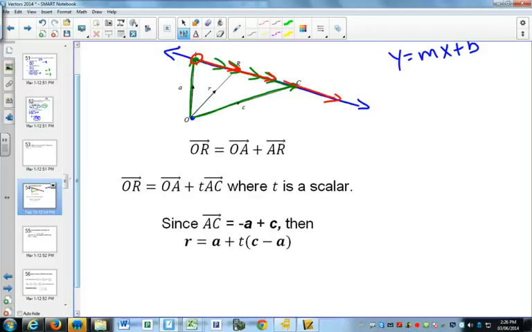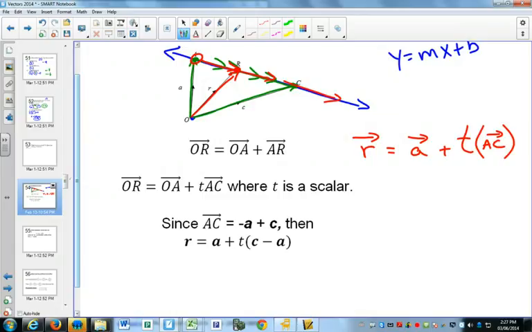So the equation of a line will look like this. Any point R. So here's any vector R. Any vector R along that point could be found. So here's my vector R. Any vector R on that line could be found by first taking a vector that's on that line, a position vector. Like point A can be represented by the position vector A. And then if I go a certain amount in the direction of AC, I will get to the point R.